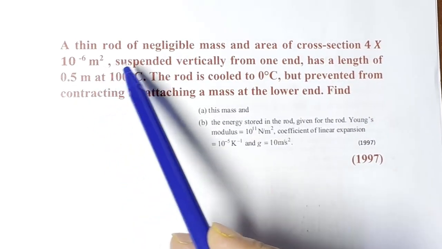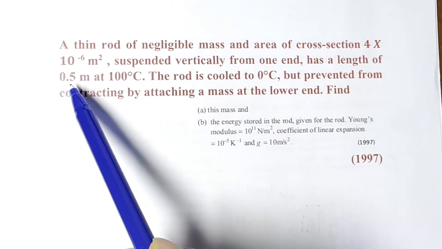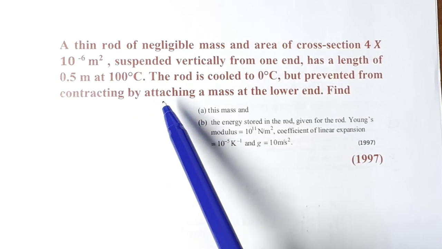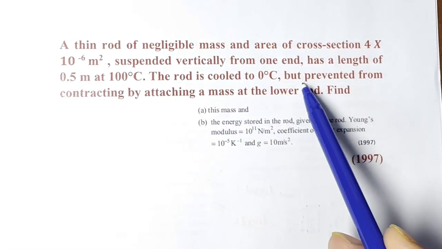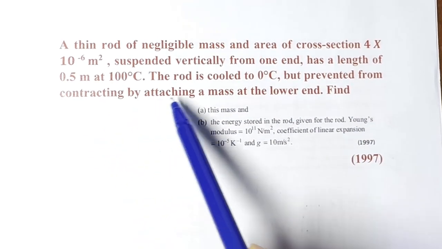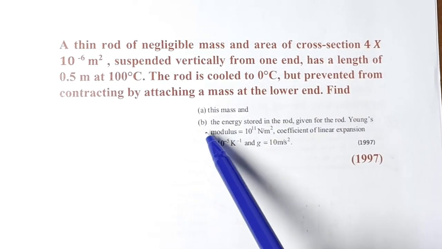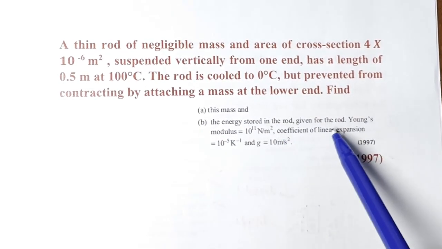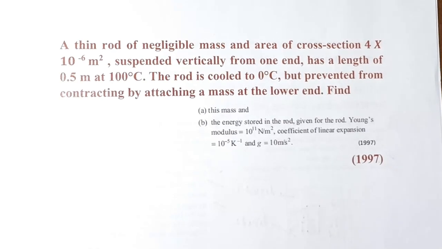Today's question: a thin rod of negligible mass and area of cross section 4 × 10^-6 m², suspended vertically from one end, has a length of 0.5 meter at 100 degrees centigrade. The rod is cooled to 0 degrees centigrade but prevented from contracting by attaching a mass to the lower end. Find this mass, and B, the energy stored in the rod, given that the rod's Young's modulus and coefficient of linear expansion are given to us.